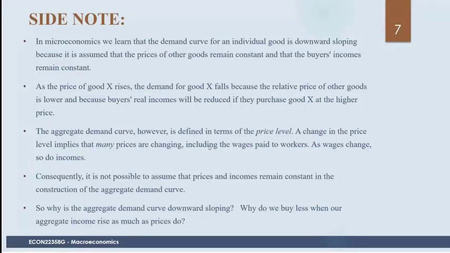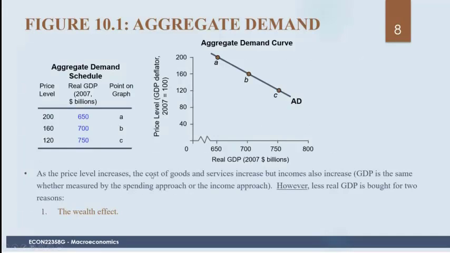So that begs the question, why is it downward sloping? Why do we buy less when prices rise, when our aggregate income or real GDP rises as much as prices? There are different effects. We have an aggregate demand curve. We're given different price levels here, and we're given different levels of real GDP. If we plot it, we'll get our aggregate demand curve.